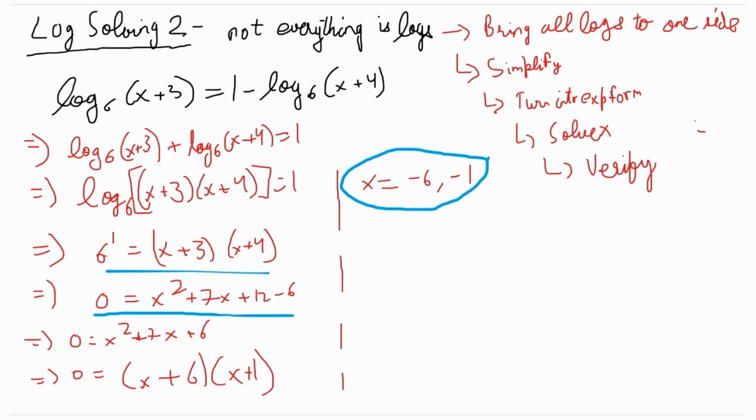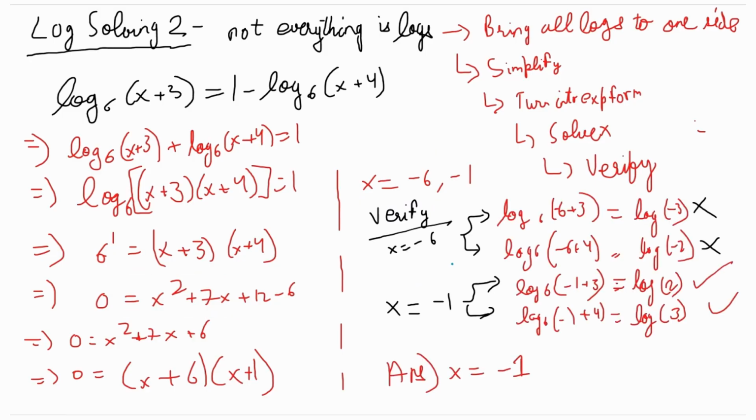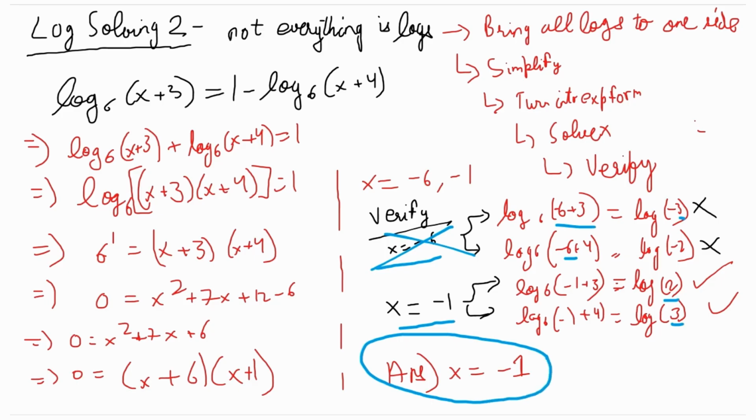But we're not done yet. We have to verify. So when we verify -6, we find that it makes our arguments negative, and so it cannot be an answer. When we check -1, it works. It's just another positive number. So our answer is x equals -1.